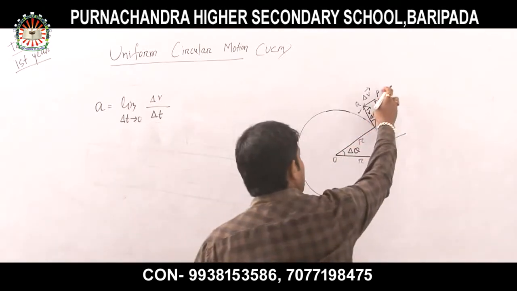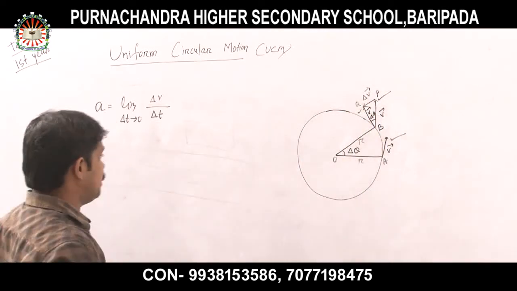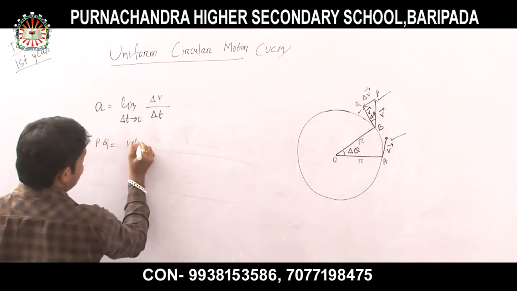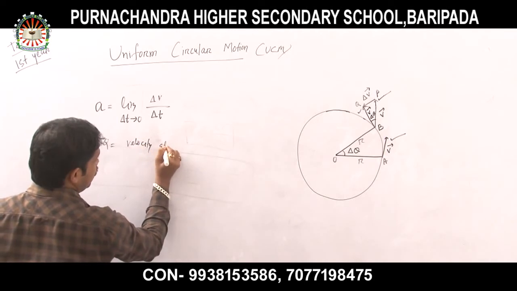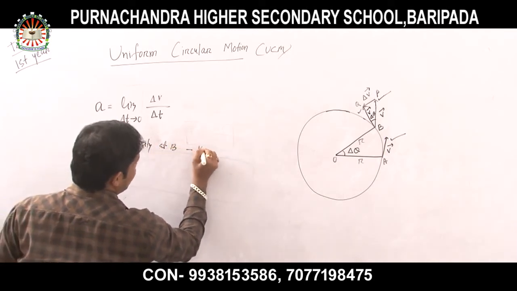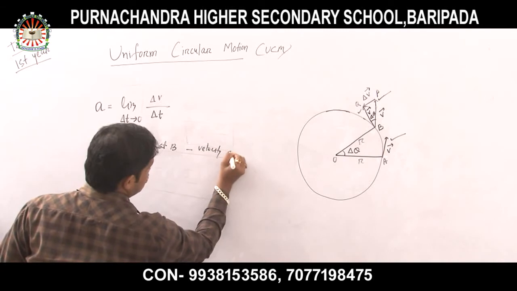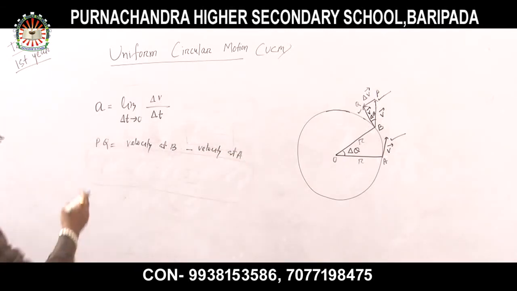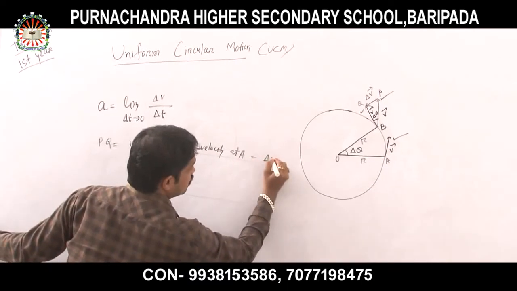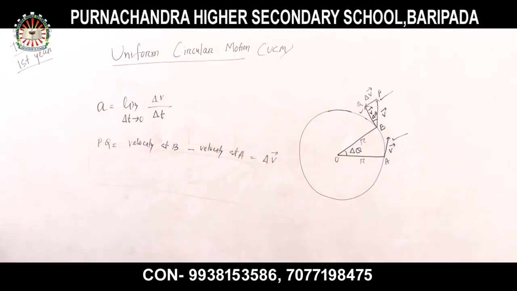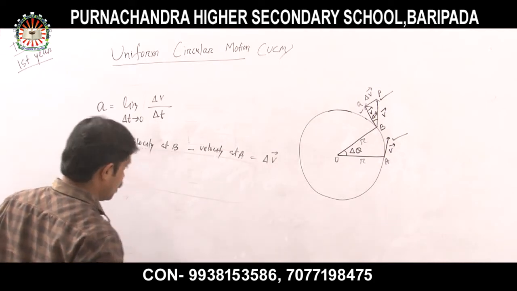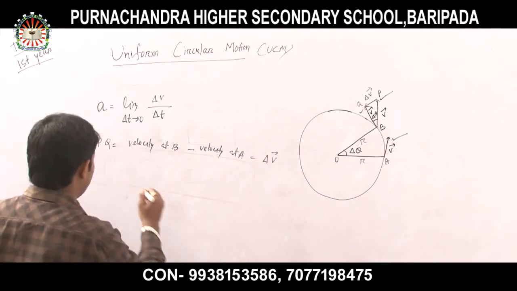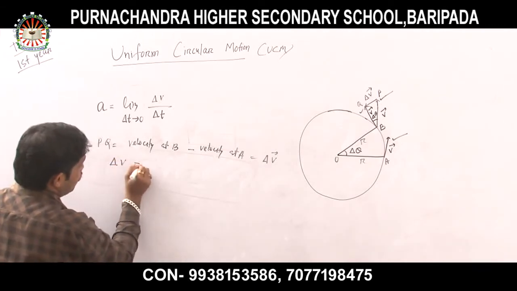Clear? So now the PQ is nothing but velocity at B minus velocity at A. Very simple. That is PQ and that is nothing but your del V. Understood all of you? Clear all of you? This is your del V. Okay. So what is the value there? Look at it very carefully. Then the del V, I can find out the value.